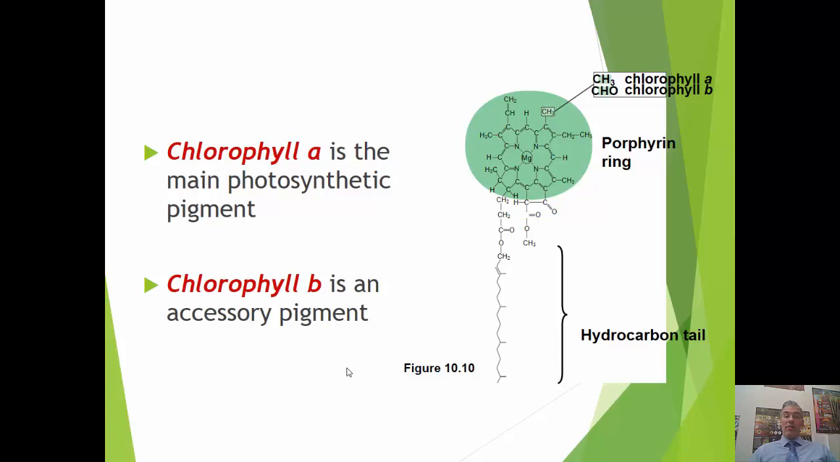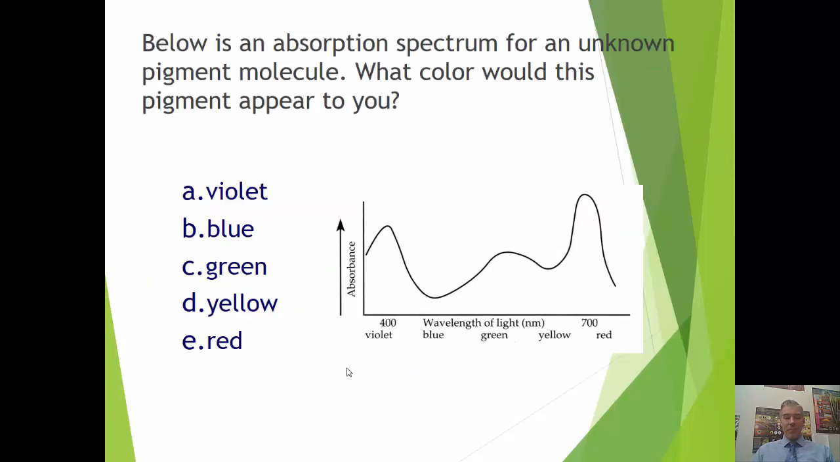Notice the long hydrocarbon chain, or tail. This is a lipid, and this embeds itself into the thylakoid membrane itself, which is why, via its hydrocarbon tail, it's very similar to a phospholipid in its structure. Okay? The difference is this happens to absorb and reflect light.